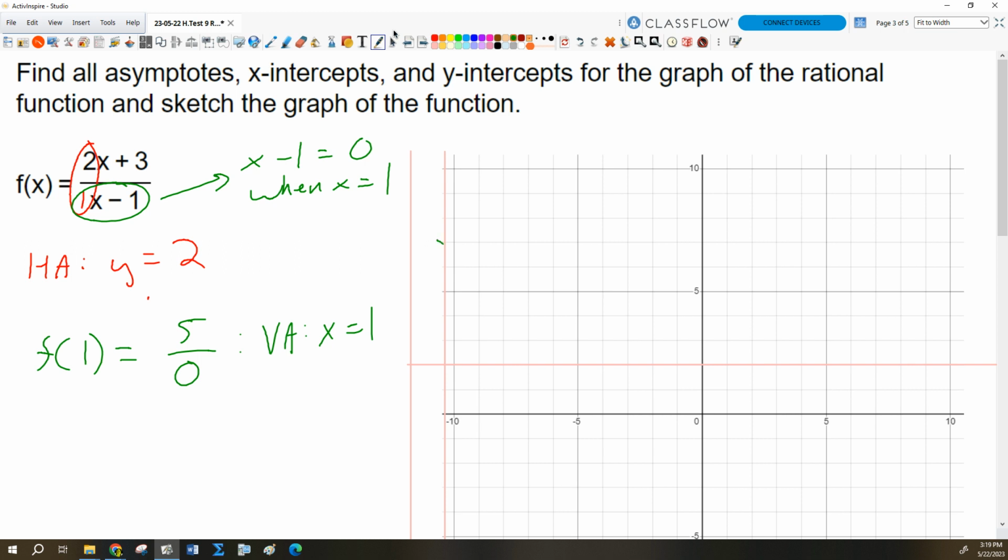Okay, so we can put a vertical asymptote at 1. Okay, how about x-intercepts? Where do x-intercepts occur? When the function is 0, right? x-intercepts occur when y is 0.